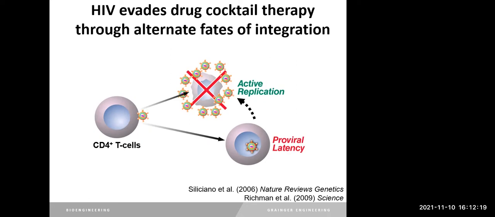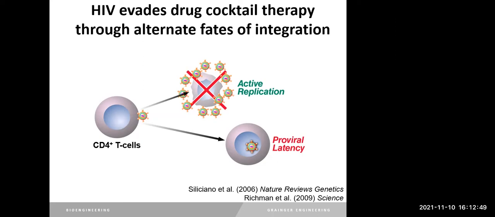Either you shock and kill all these cells, you turn on all the cells out of latency into an actively replicating state with very potent drug cocktails. The other option is to actually stop this spontaneous reactivation from occurring and force these cells into a deep latent state. We call this block and lock strategy. So in this case, the cells would not turn on, and you could remove HAART.